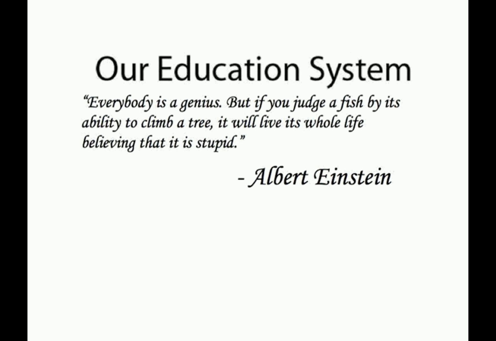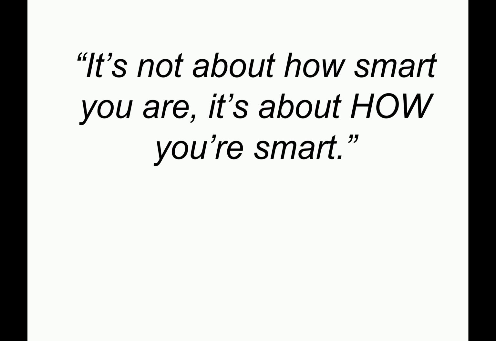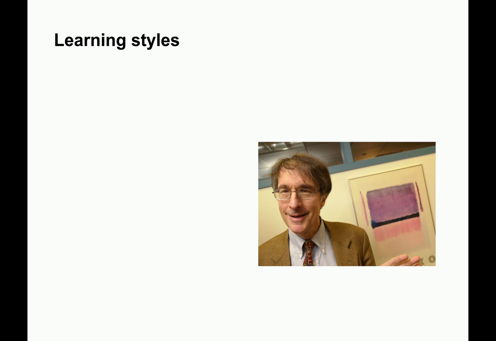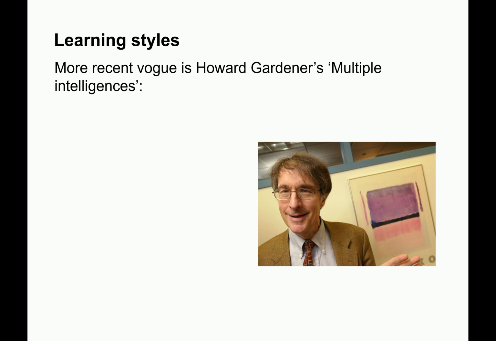So this is the starting point, in a sense, for Howard Gardner's work. He basically, this underlies his principles. So he says it's not about how smart you are, it's about how you're smart. Everyone is smart, but everyone's smart in a different way. People have multiple intelligences, or the multiple intelligences exist.